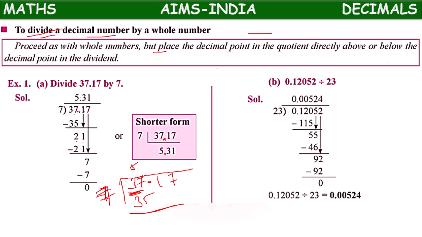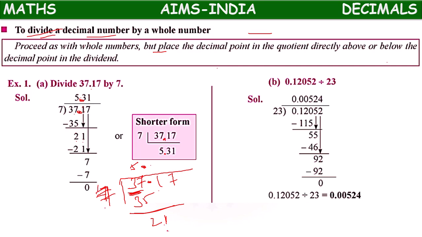Here we are having the point. So immediately, in the quotient also we will keep a point, because we are having a point here. 7 minus 5, 2. So 1 comes down, making 21. After the point, 1 we are taking, so in the quotient also, the point goes after the next number.